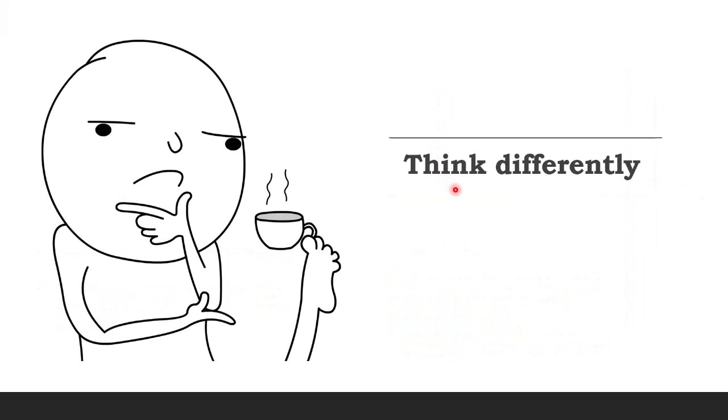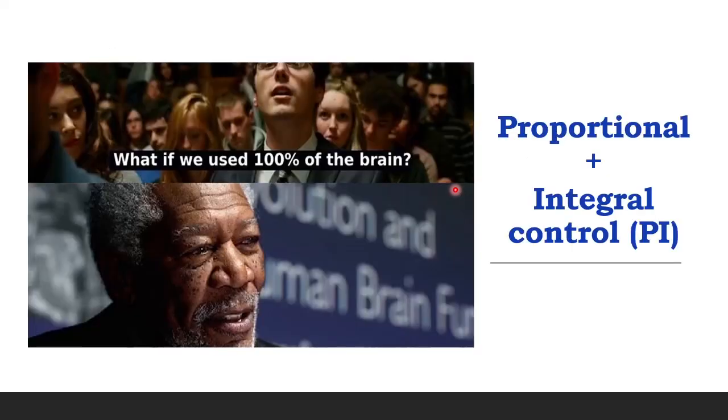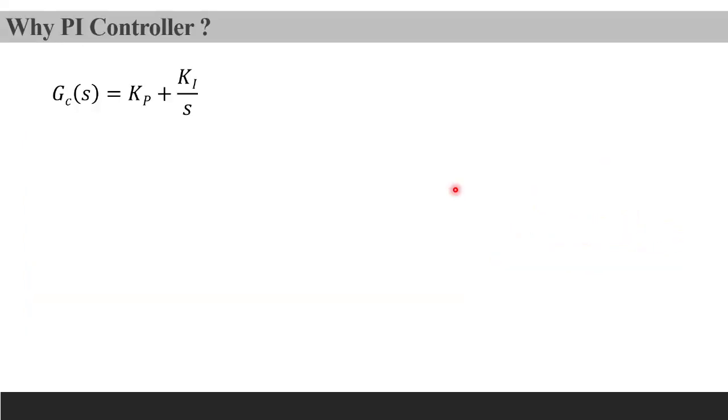All right, so then think differently. Let's use our brain 100%, and we finally know that we can try something which is the proportional and integral control combined together. We call it PI, or the proportional integral control. It's quite obvious from the name that we sum up both of the controllers and form a new controller. So let's try this new type of controller.